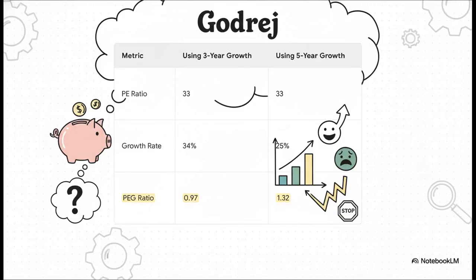Okay, now check this out. Let's go back to Godrej Consumer. Remember, its PE is 33. Now, if we look at its profit growth over the last 3 years, it's about 34%. You divide 33 by 34, you get a PEG of 0.97. Hey, that's pretty close to 1. Looks fairly valued, right? But hold on. If we use the 5-year growth rate, which is 25%, the PEG jumps up to 1.3. Now it's starting to look a little bit pricey.